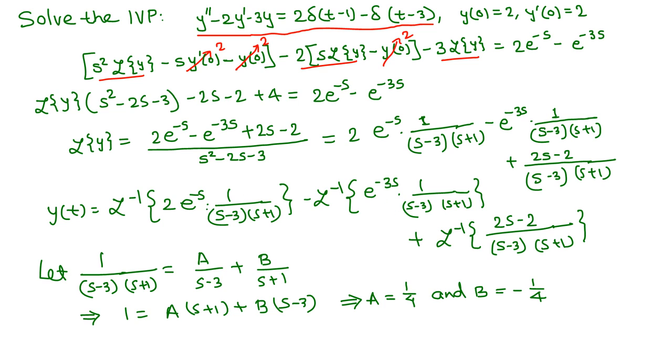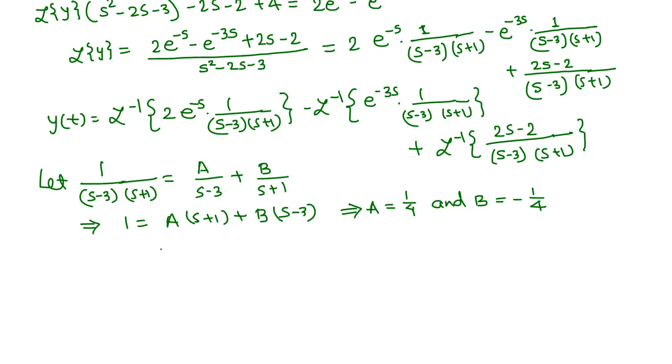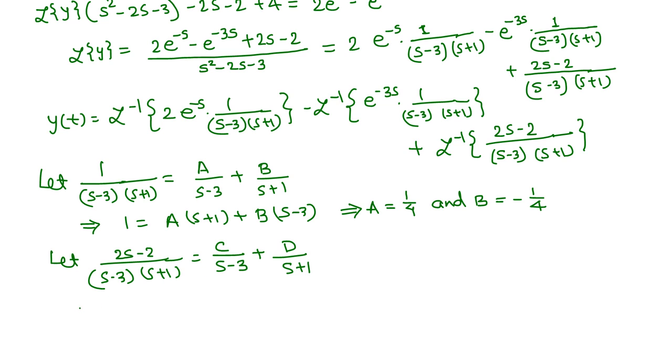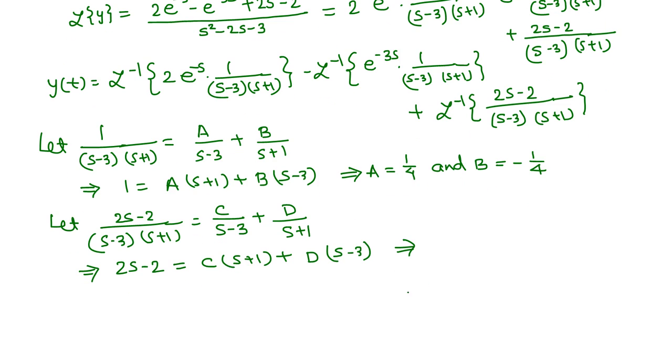So this is good for the first and second. Now go for the last. Do the same thing and let (2s-2) over (s-3)(s+1) equal C over (s-3) plus D over (s+1), and this implies 2s - 2 equals C(s+1) plus D(s-3). Now from here we should be able to find C and D.